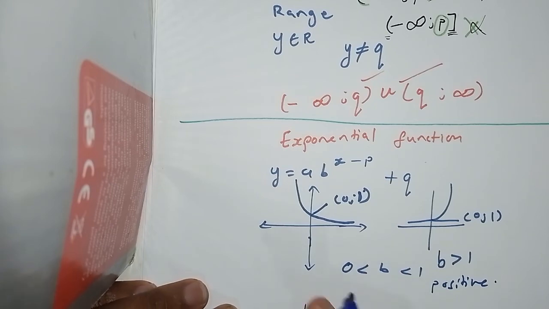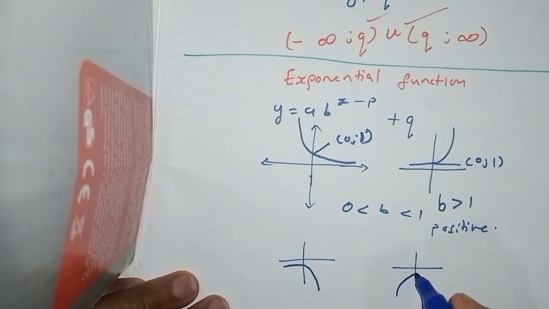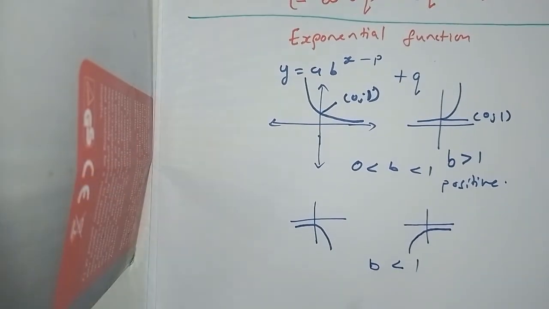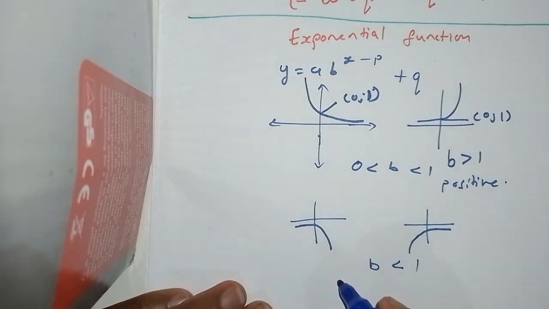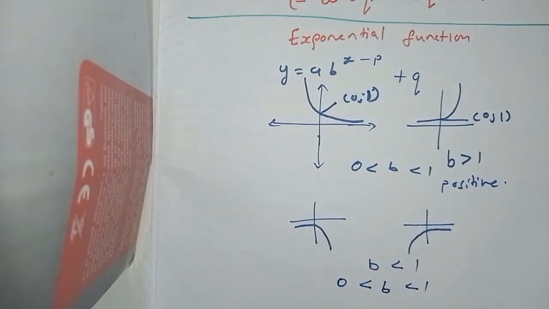Then we also have this, something like, how can I draw it? Something like this, right? And again, we also have something like that. This is the case where now the value of b is less than 1. When the value of b is less than 1, this is the case, right? Or you can just say when the value of b is in between 0 and 1 again. That is the case. Okay, now let's move.